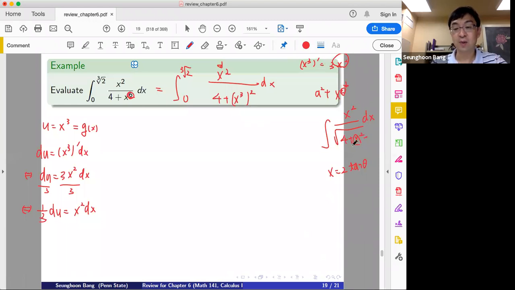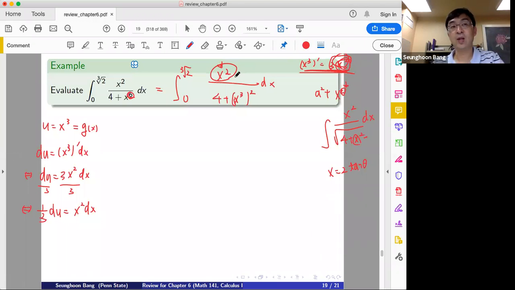The form is constant plus x squared. It's good. Substitution only requires changing it to this kind of form. You can check: the inner function is x cubed, the outer function is squaring. Take the derivative of the inner function, which is 3x squared. The x squared is exactly the numerator. It's a good choice. You can use substitution.